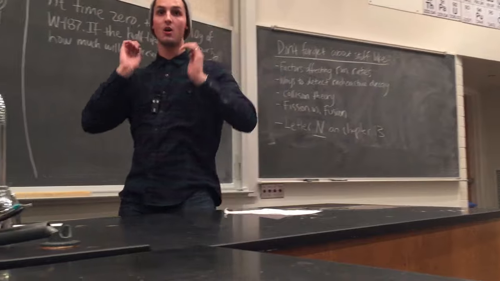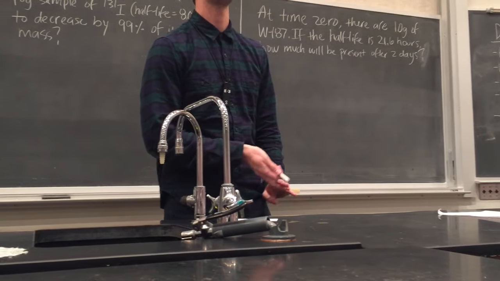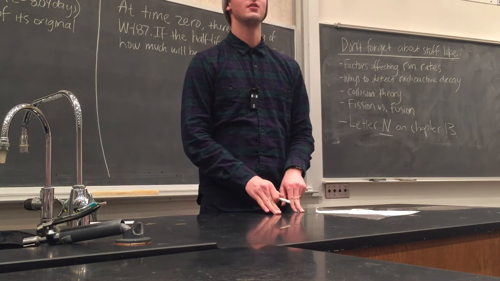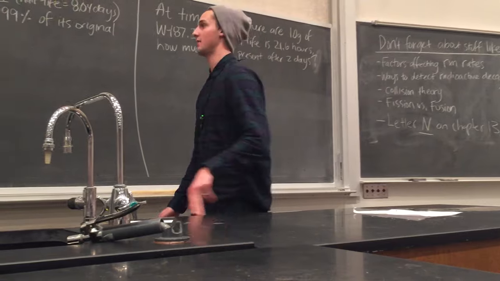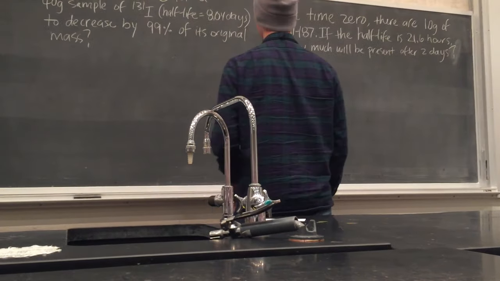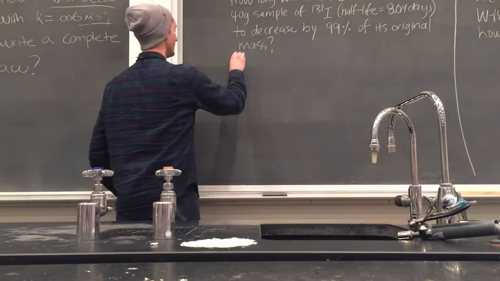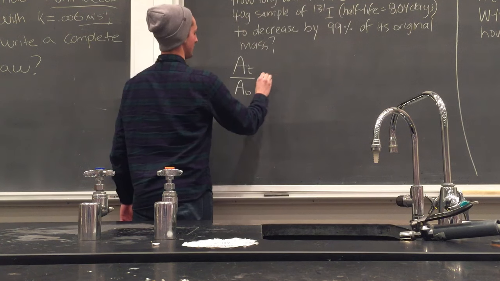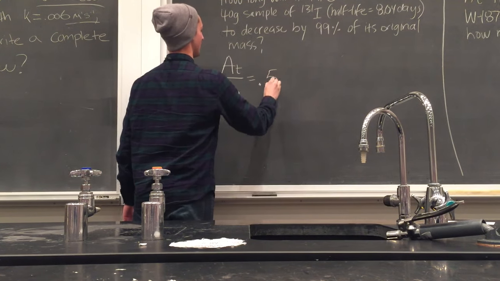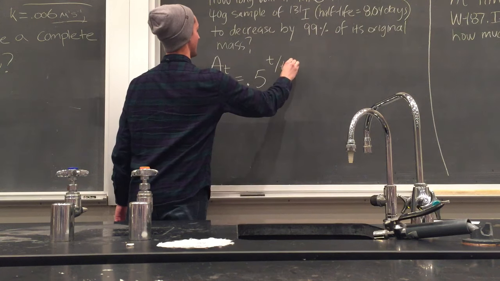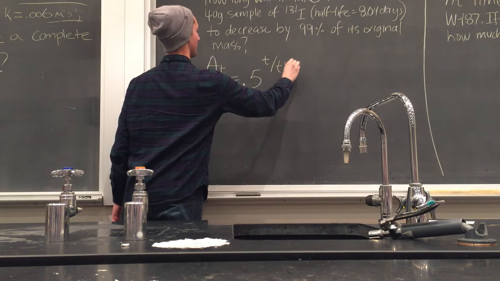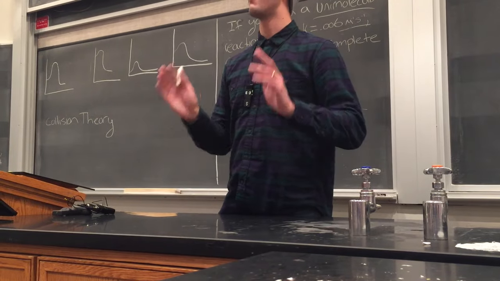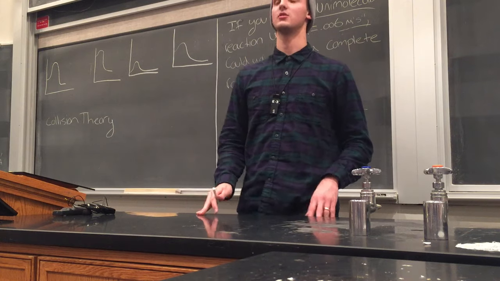Okay, next thing I want to go over is half-life reactions. There's an equation that's not on your equation sheet that you need to know for half-lives. I'm going to write it down. It's A_t over A initial equals 0.5 raised to the time over time 1/2. You need to know this equation. It's not on your equation sheet, but it's going to make your half-life calculations so much easier.